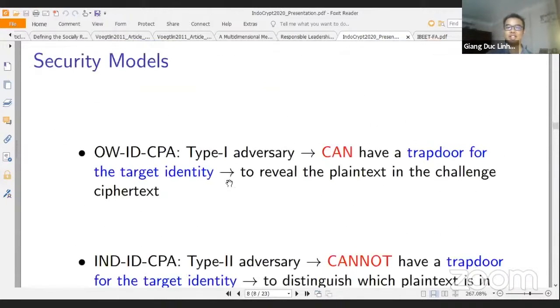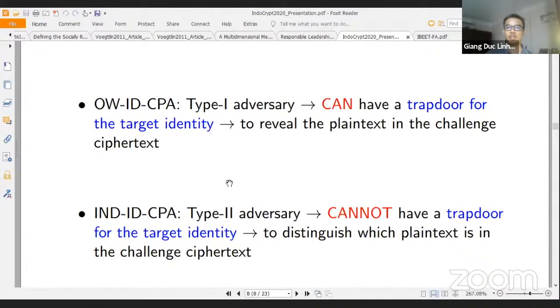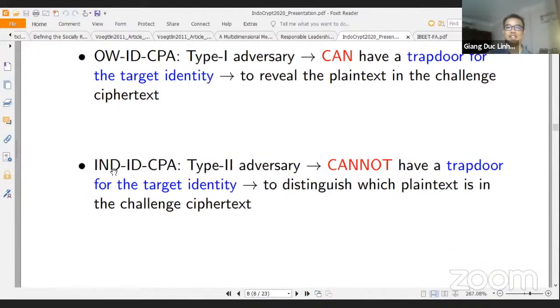And here we can talk about the security model. Here it's a typical security model for equality test. We have the one-way ID-CPA. In this case, the adversary can have the trapdoor for the target identity, and its goal is to reveal the plaintext in the challenge ciphertext. And in the indistinguishable ID-CPA, the adversary cannot have the trapdoor for the target identity, and its goal is to distinguish which plaintext is the challenge ciphertext. So this is typical.